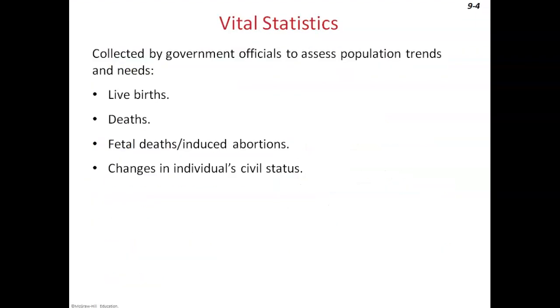We will begin with vital statistics. Vital statistics are numbers collected for the population of live births, deaths, fetal deaths, marriages, divorces, induced terminations of pregnancy or abortions, and any change in civil status that occurs during an individual's lifetime. Healthcare practitioners help in gathering this information and filling out forms for filing with the appropriate state and federal agencies.